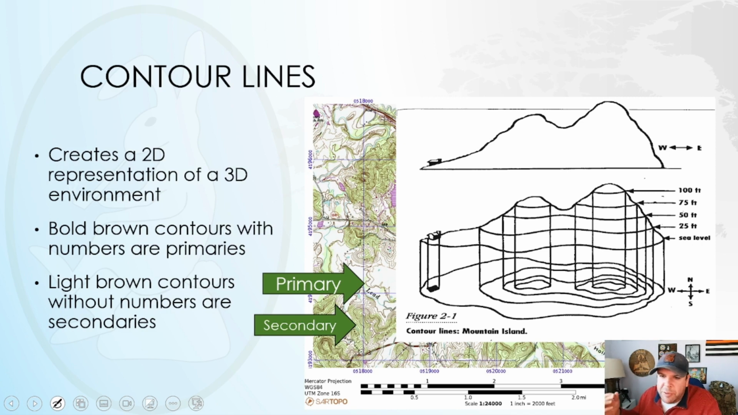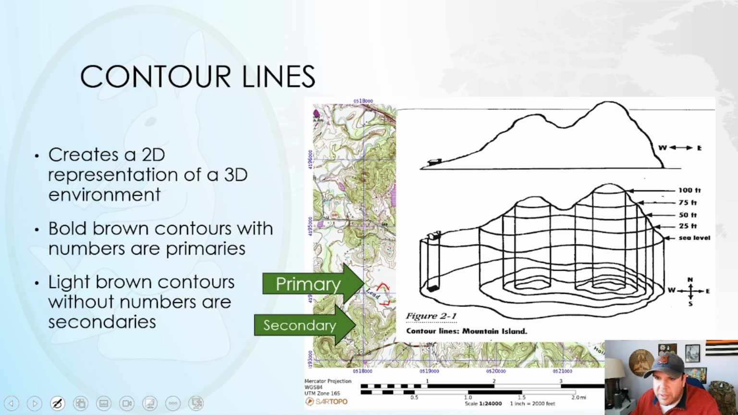Again, what we're trying to do is take a 3D environment and represent it on a flat 2D surface. You'll see some bold brown lines, and you'll see some lighter brown lines on your map. The bold brown lines are what we call the primaries. They'll have some numbers written on them. Like right here, it says the number 400 along that brown line. If you follow this brown line all the way along the map, it'll have the same number all the way around. It'll always say 400, and that's 400 feet above sea level.